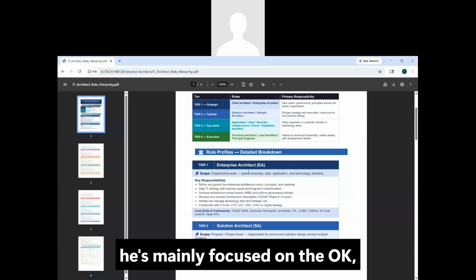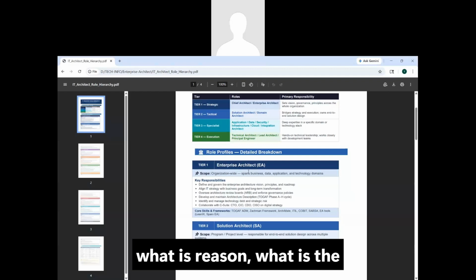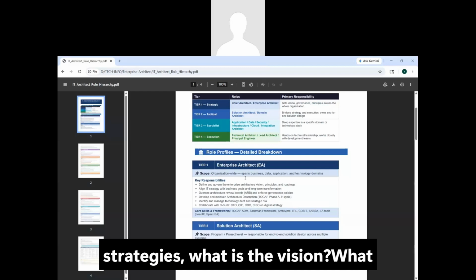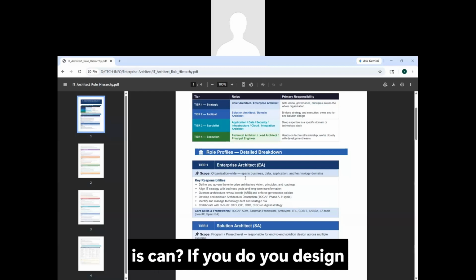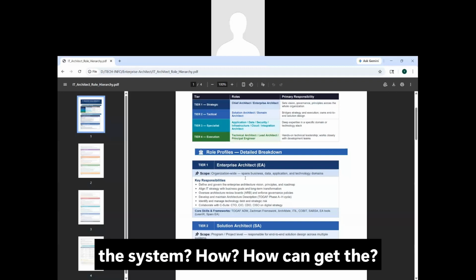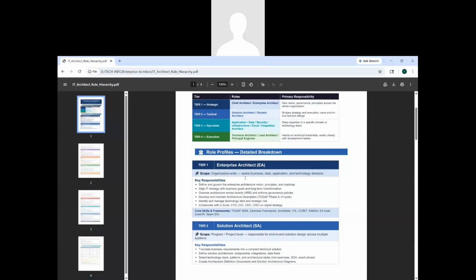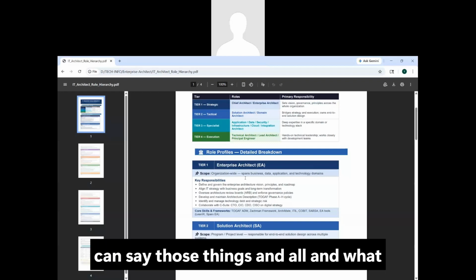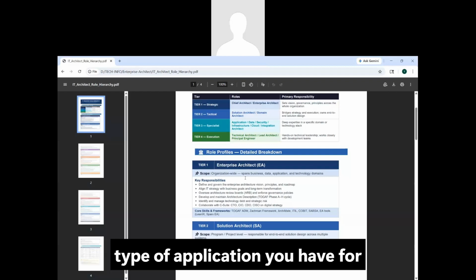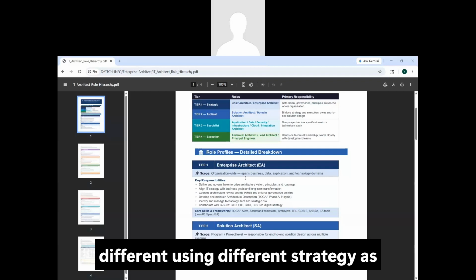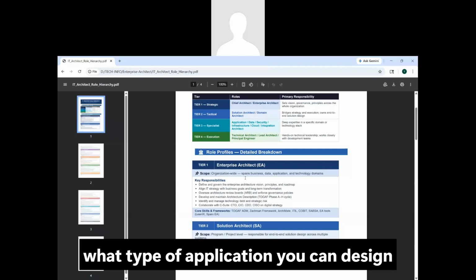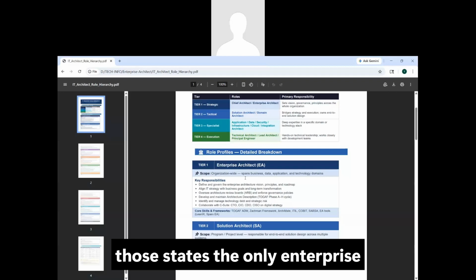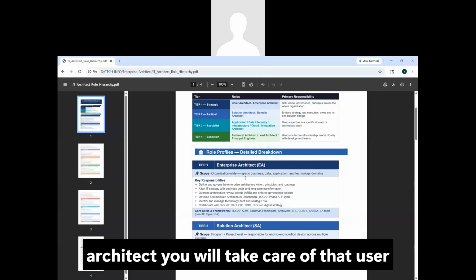Okay, so he's mainly focused on what the vision is, what the strategies are, what the business is, how you design the system, how you can generate the money, how you can sell those things, and what type of application you can design using different strategies. Only the enterprise architect can take care of those strategies.